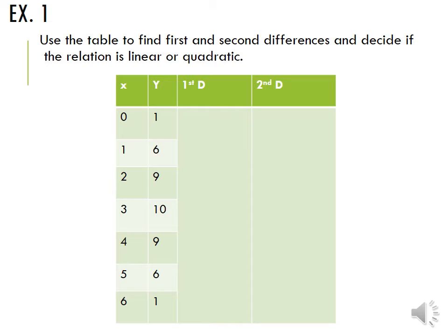Our first example, real example, is not the warm-up. We're going to use the table to find first and second differences and decide if it is linear or quadratic. We know by looking at the shape now, if it makes a parabola that opens up or down, it's definitely quadratic. If I look at a table of values, how do I know if it's quadratic?